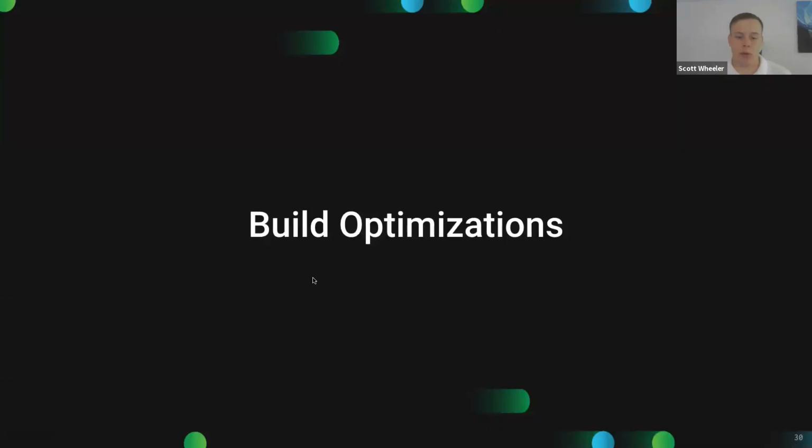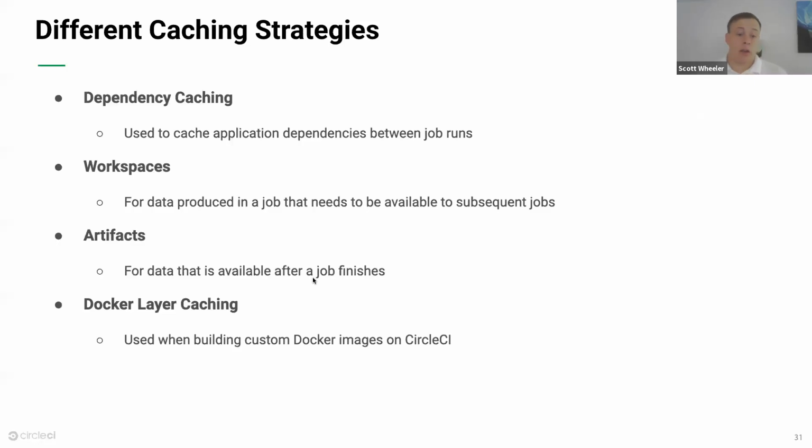Moving into build optimizations. Different caching strategies to help speed up your build time: dependency caching, workspaces, artifacts, and Docker layer caching.